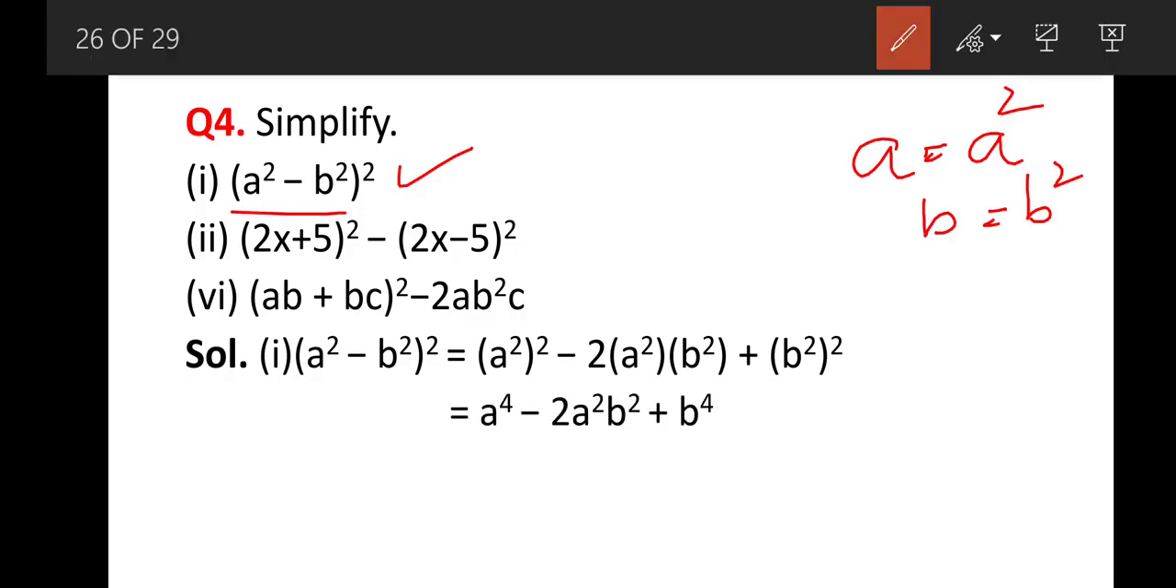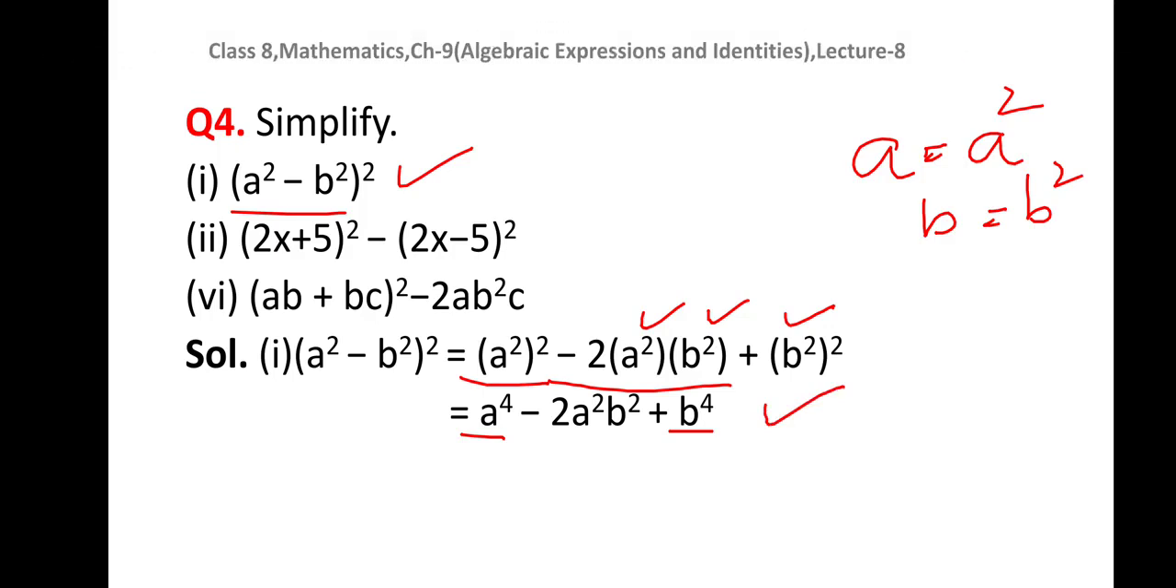what I have done, a is equal to a square. So a raised to the power 4 minus 2ab, a is a square here, b is b square here, plus b raised to the power b square, that is b here is b square, so b raised to the b square square is b raised to the power 4. So a raised to the power 4 minus 2a square b square plus b raised to the power 4 is your answer, and this identity number 2 we have used.